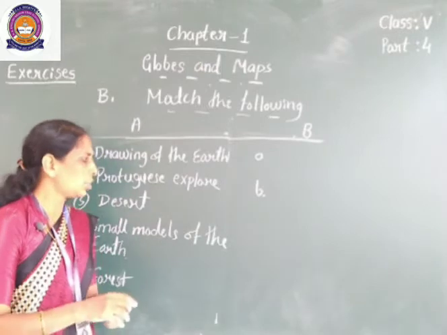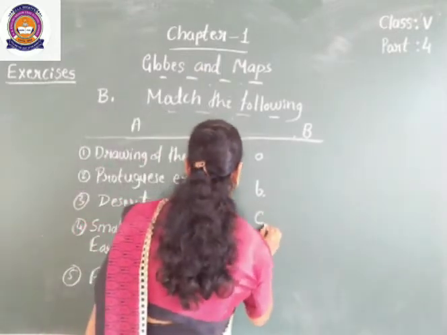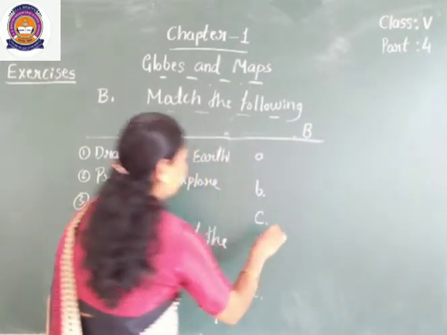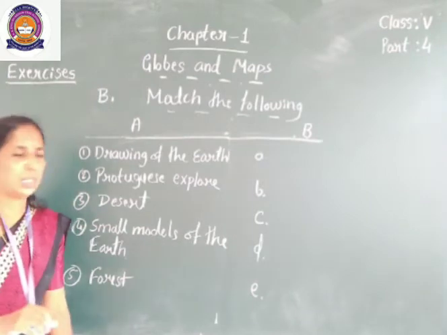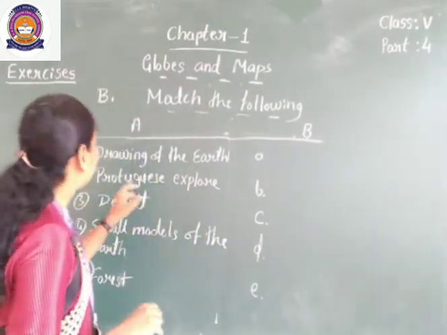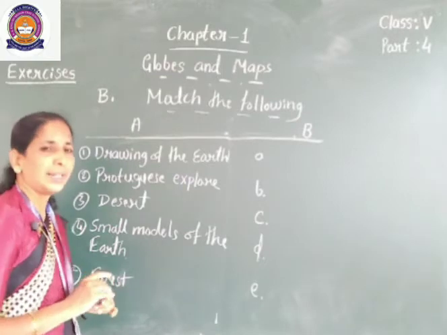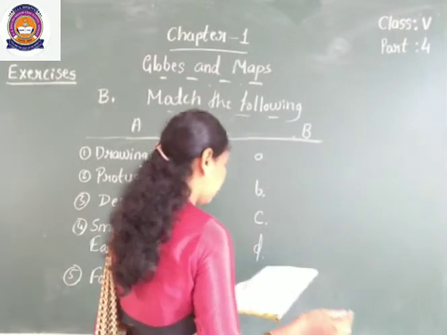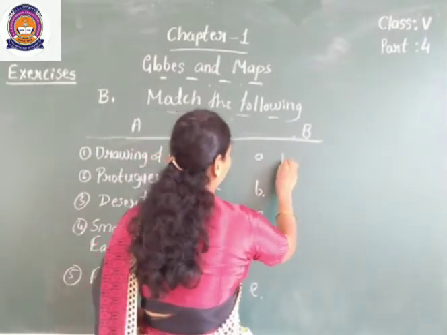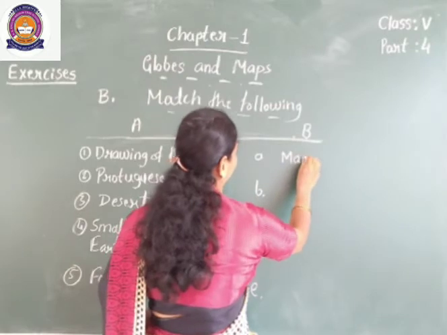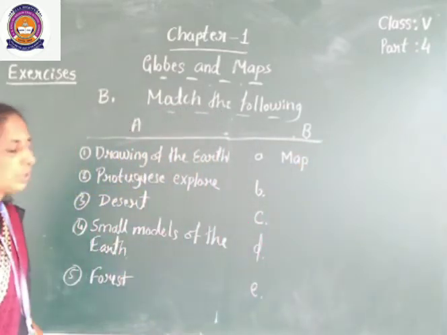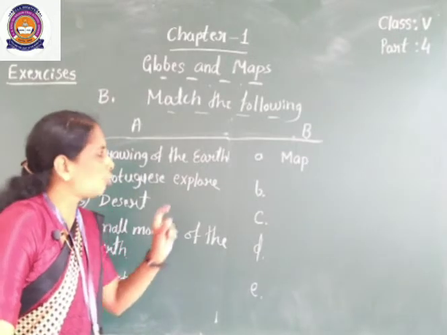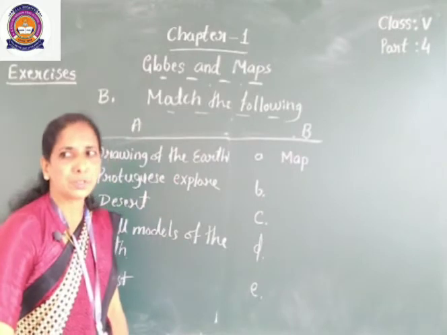Okay. In the chapter, we have learned all these topics. So one by one, we are learning these. Match the following. See here, first one is a drawing of the earth. The answer is map. Drawing of the earth. So we can draw the earth on a flat surface. We can draw only maps.